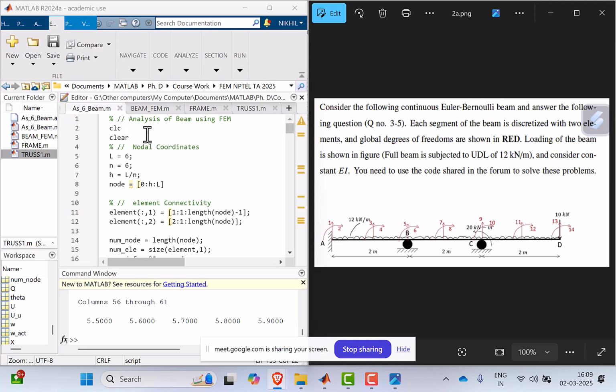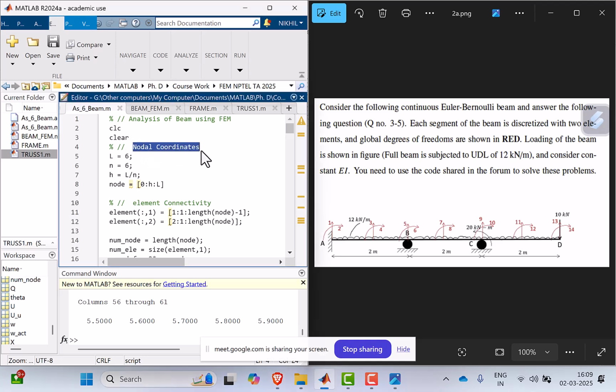I've copied the content of the code and pasted it in MATLAB, and this is the assignment number 6 beam question which I have shown in the right tab. Okay, so these two, CLC and clear, are used as the initial command for clearing the screen. Now first is the nodal coordinates. So what are the coordinates here? We have to define that. L is the length of the beam, which is 6.